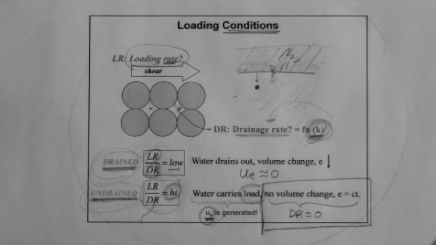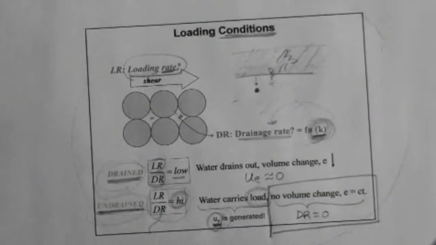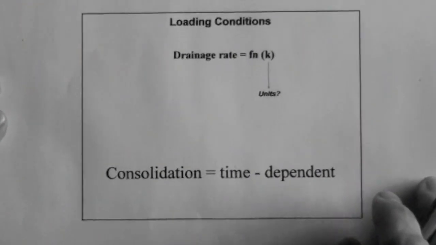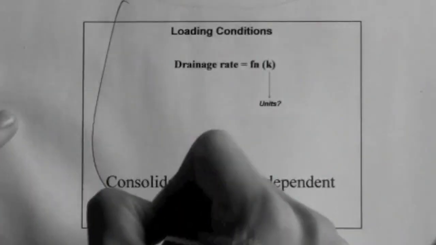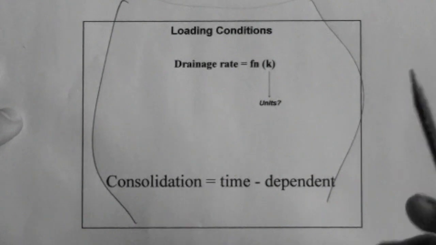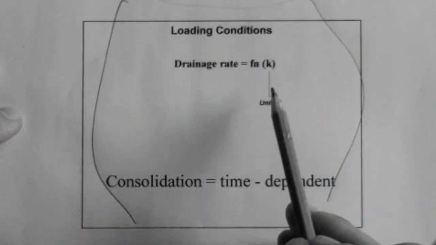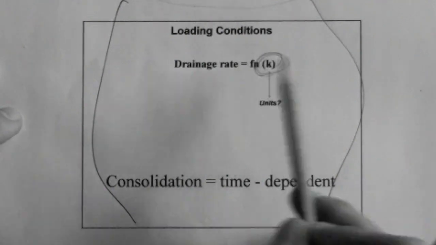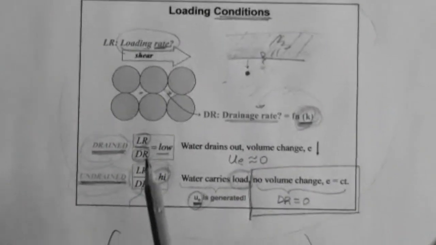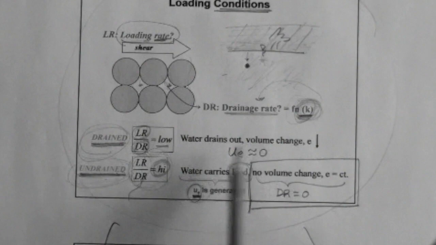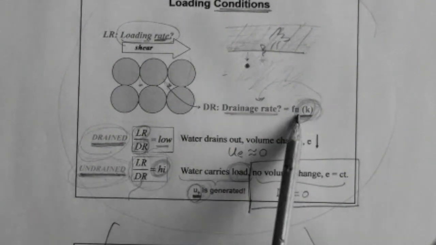So this is shown in the following slide. Actually, no, here we have one slide, and this is a parenthesis slide. Essentially, this is saying that because consolidation is a function of K, as we had seen there, right? The drainage rate is a function of K.